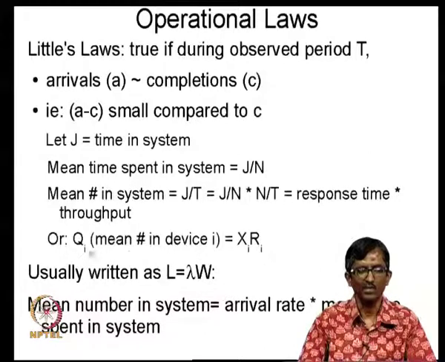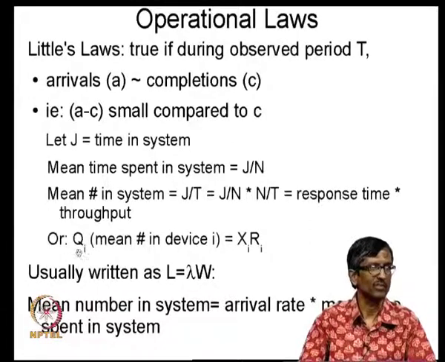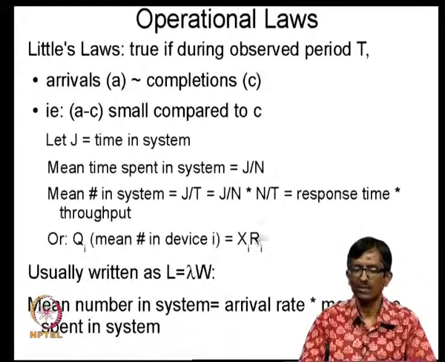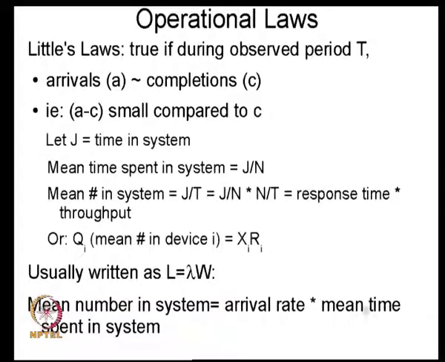Or you can write it as the mean number of customers in the queue for device i, the mean queue size at device i, will be the same as Xi into Ri, where Xi is the response time and Ri is the throughput. Sorry, I made a mistake, throughput is Xi and response time is Ri. So throughput is basically the number of jobs per second, and response time is how long you take. Oftentimes this is also written as L equals lambda W, where L is the mean number in the system, lambda is the arrival rate and W is the mean time spent in the system.